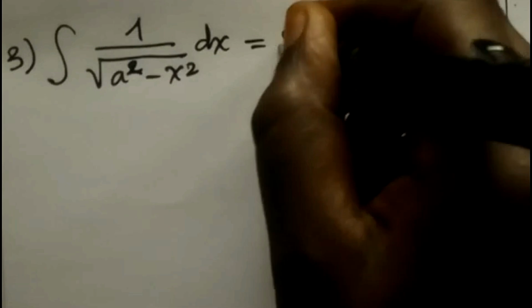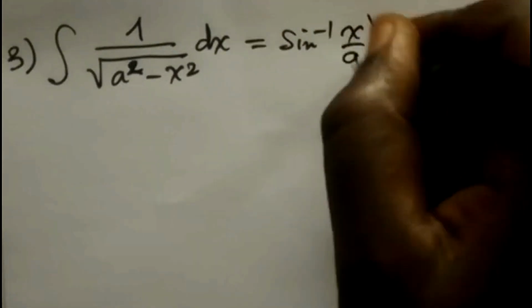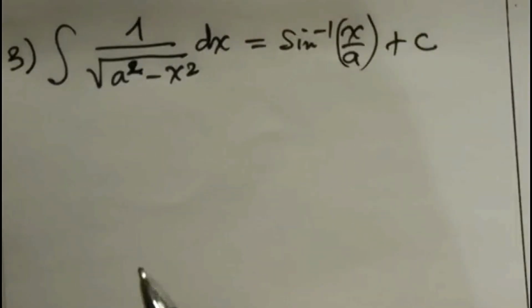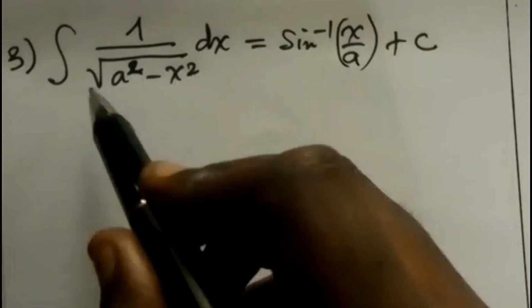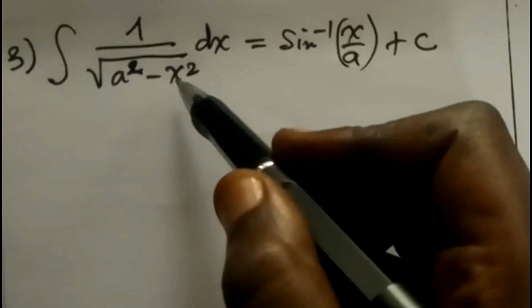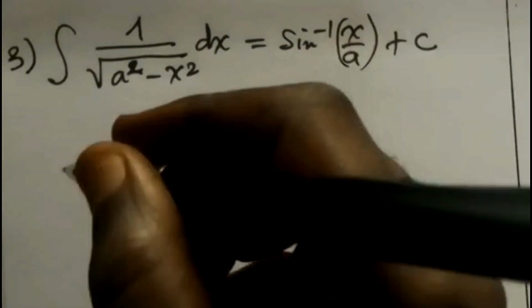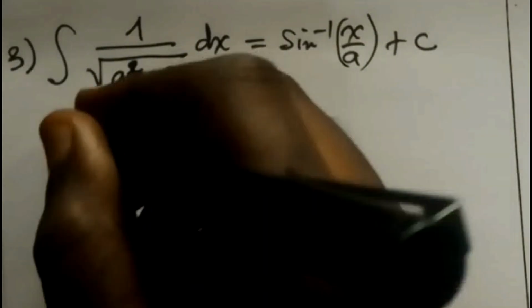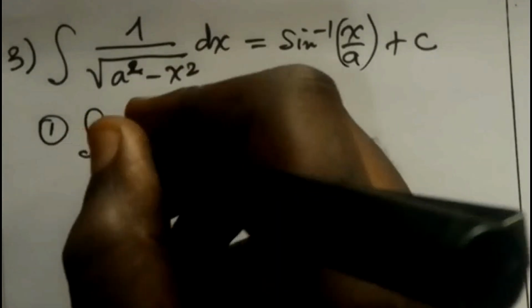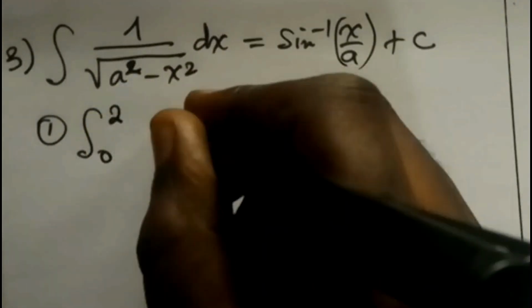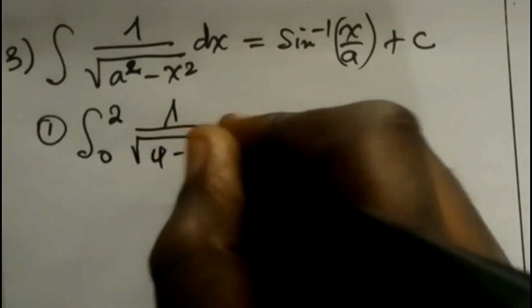It saves time. The next standard formula is integral of 1 all over the root of a squared minus x squared dx, which is supposed to be sine inverse of x over a plus c. So in this case, there is a radical at the denominator, the square root of difference of two squares again, in which the coefficient of x squared is -1. That is the situation where you have to use this standard integral. So we can have an example integral from 0 to 2 of 1 all over the root of 4 minus x squared dx.